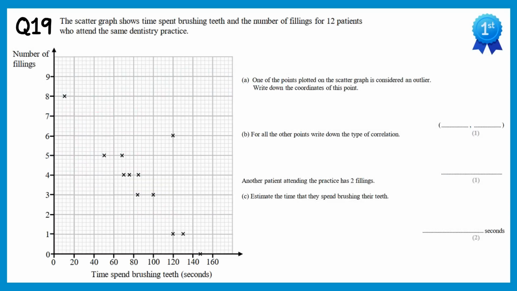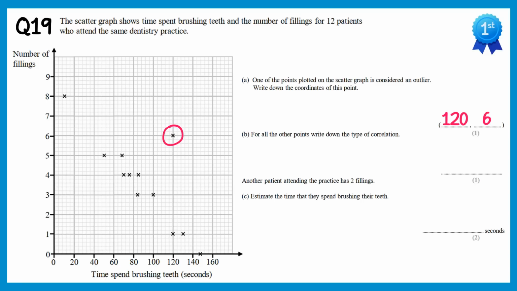For question 19, we have a scatter graph. We're first of all asked to find an outlier. The outlier is the point that doesn't fit the general trend of the rest of the points. You can see these points are making a nice sloping downward trend, so this one here is the outlier. The coordinates of this one are 120 on the x and 6 on the y.